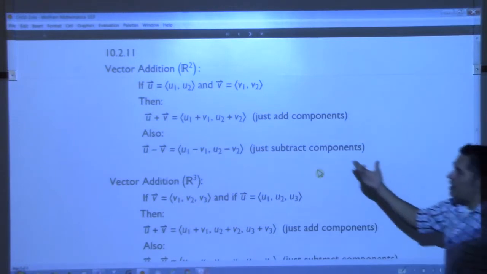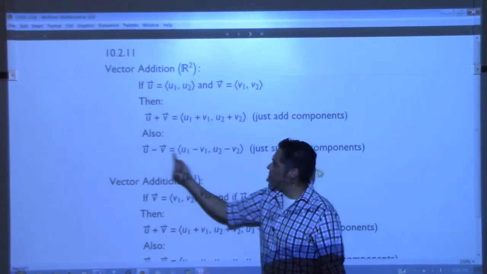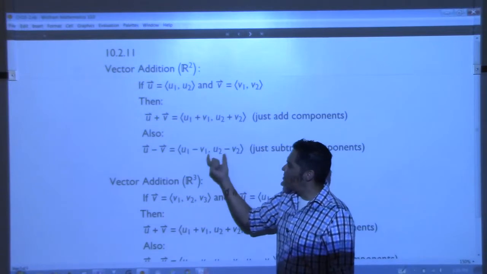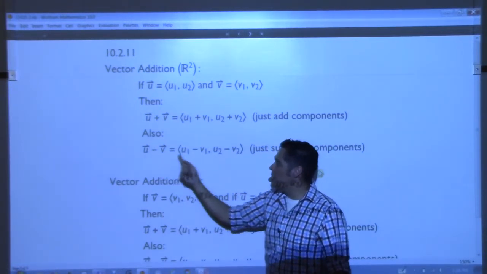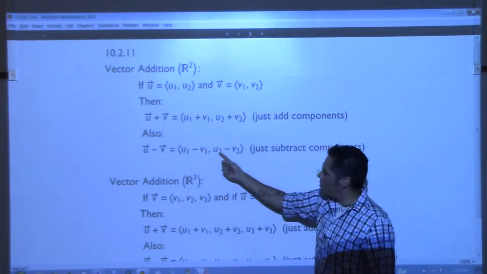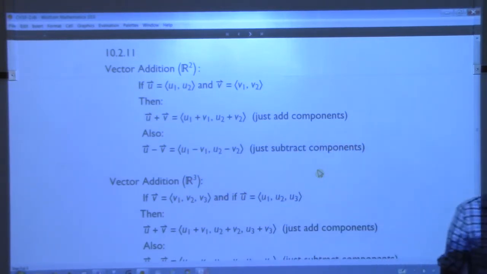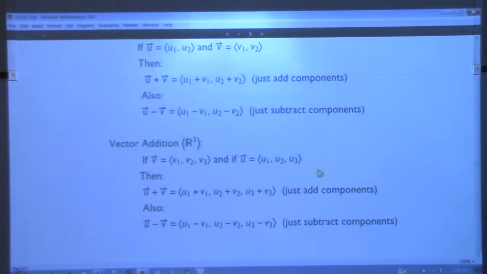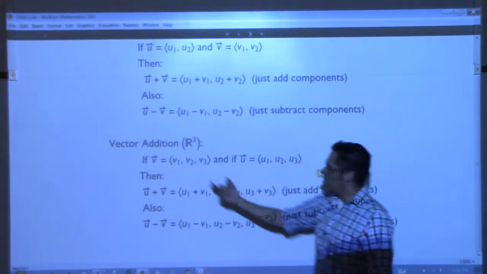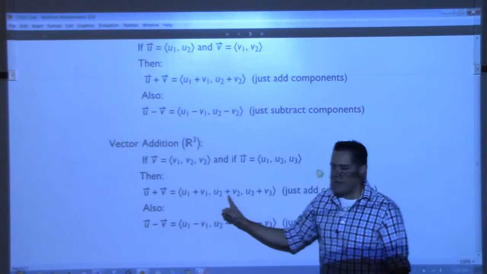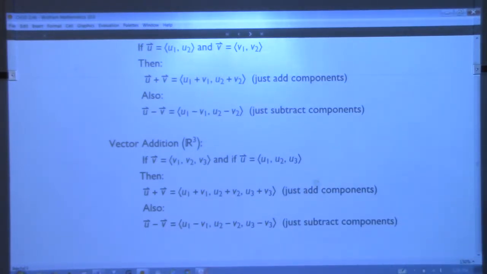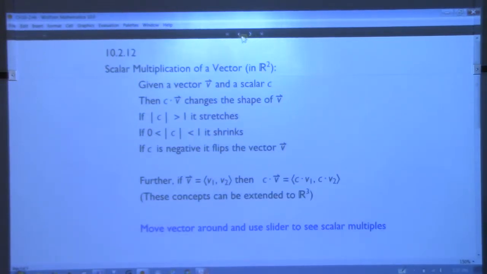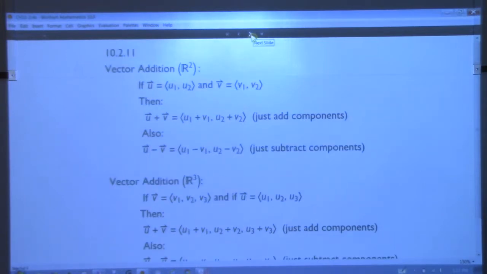And subtracting is the same way. If you subtract 2 vectors, you subtract the components, but just make sure with subtraction, order does matter. Okay, so U minus V, you do the U1 minus V1, U2 minus V2. We're going to do an example of this in a second. In 3-dimensional space, it's the same thing. You have 3 components, you just add up each of the components or subtract the components, and that is vector addition and subtraction. Thought I had an example. There's an example coming.